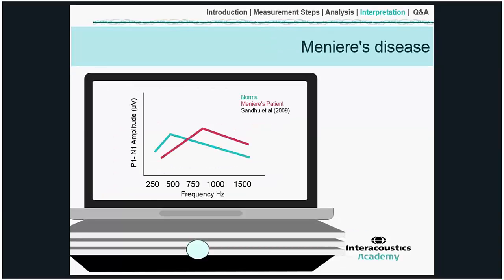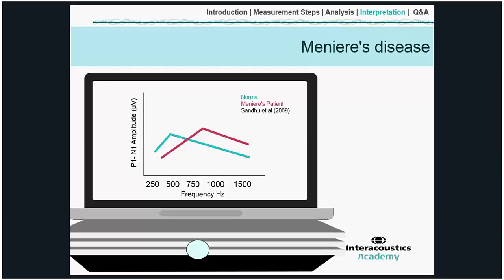The last one, which I want to just share with you quickly, is those with Meniere's disease. A paper published by Sandu et al. in 2009 suggests that in Meniere's disease, when you change the frequency of the VEMP, these patients show larger responses to higher frequency stimulation.